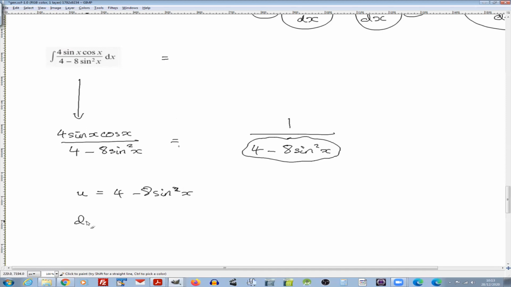Because when we do du dx, what do we get? So you get minus 8 cos squared x. There's a little bit more to it. So let's look at that. So we've got 4, and you're right, that differentiates to 0. We ignore that. But then what about 8?